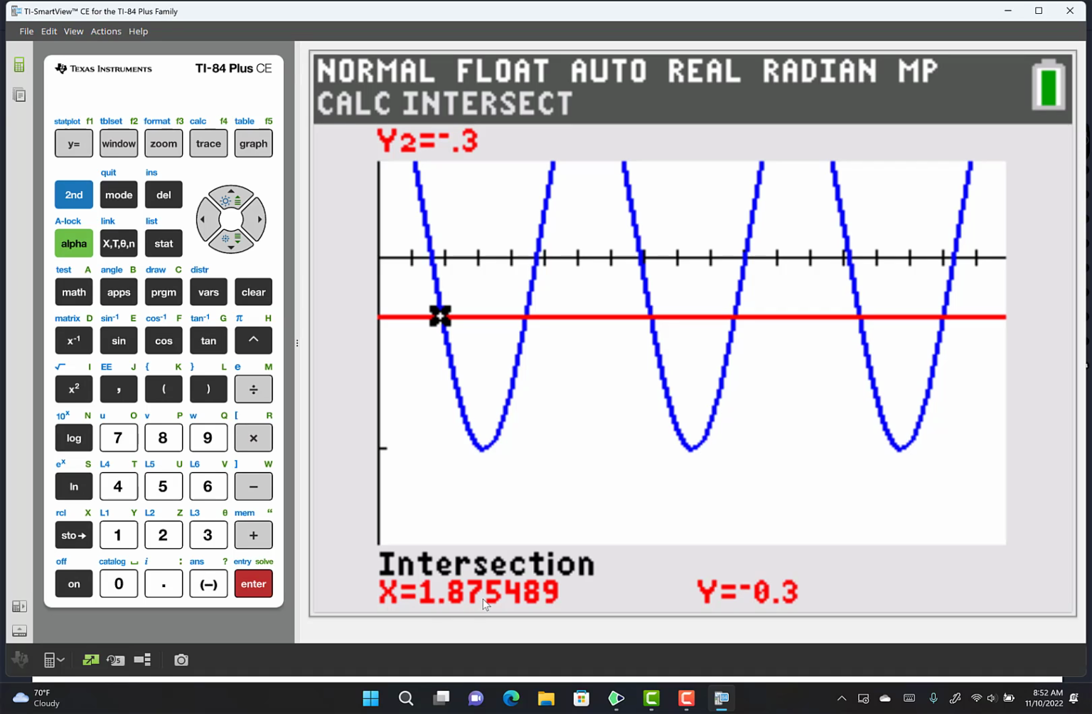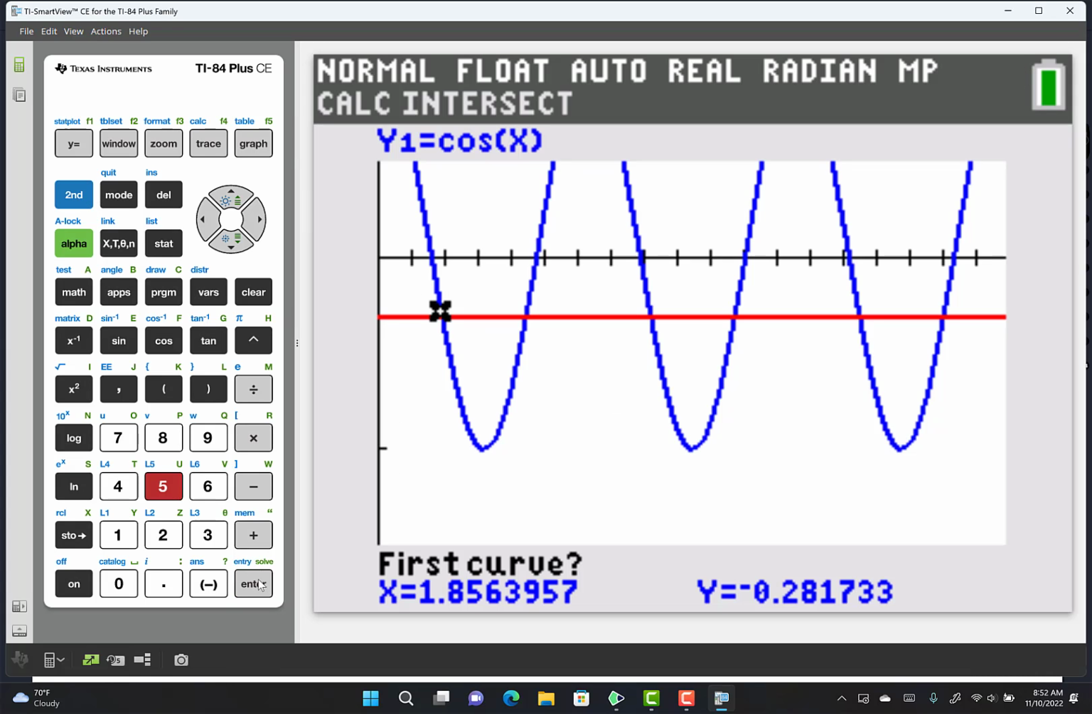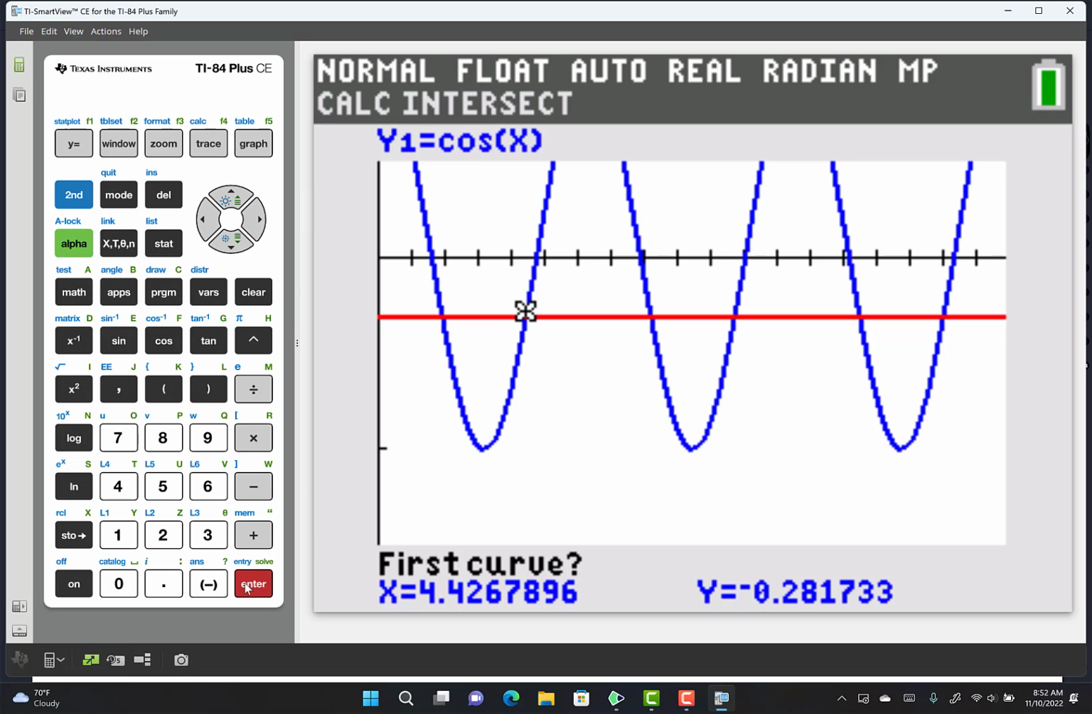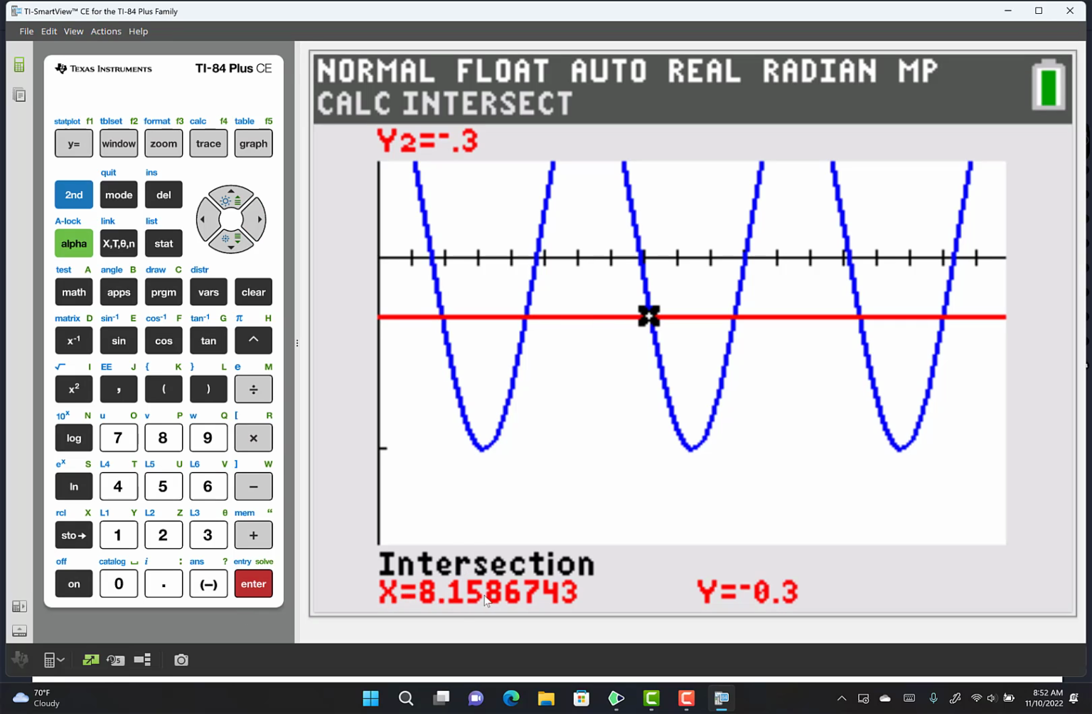Do I have 1.875 as one of my answers? Yeah, let's do it again. Second calculate, number 5. And this time you can just push enter 2 times real quick. Bam, bam. Guess, go to the second one that you want, and then push enter again. Boom, 4.408. You see how we did it, guys? And we do it again. Second calculate, number 5. Enter, enter. Scroll to the third one. And boop, 8.159. Cool, right?